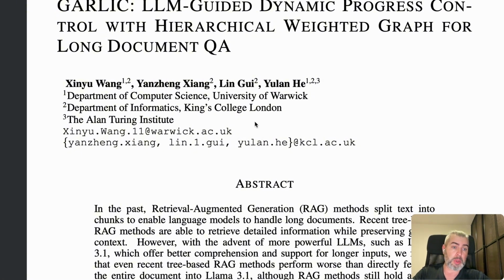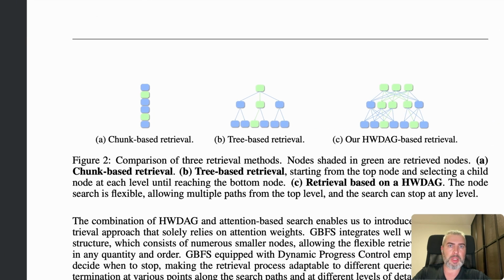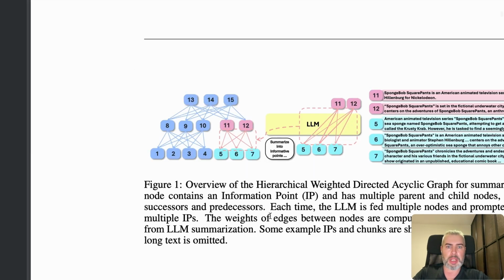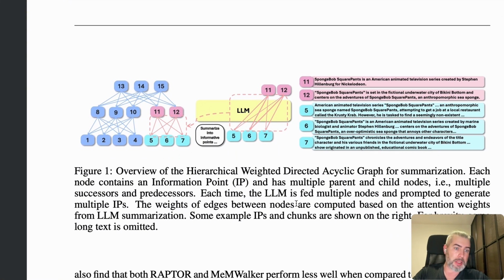So, what makes GARLIC so special? Let's look at this diagram. It uses a hierarchical graph representation of documents to improve information retrieval instead of traditional chunking or knowledge graph. So let's dive deep into summary graph construction.